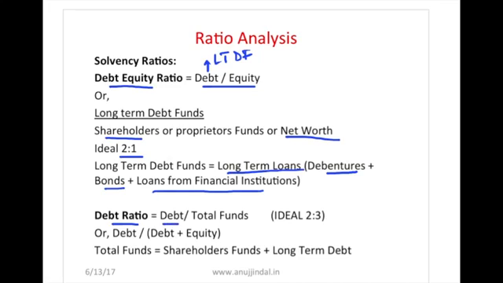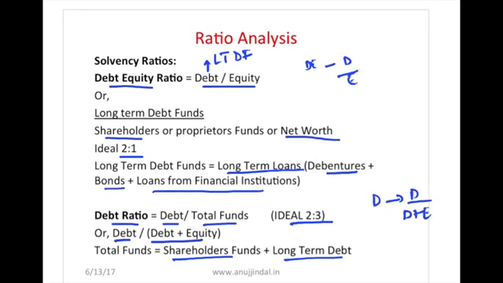Debt ratio is debt upon total funds. Debt ratio is different from debt equity ratio. In debt equity we are comparing debt and equity. In debt ratio we are comparing debt with total funds that the enterprise has. The ideal ratio is 2 is to 3, and the formula is also debt upon debt plus equity. So debt equity ratio includes only debt and equity, whereas debt ratio is debt upon debt plus equity. This is the difference. Total funds here is shareholders funds plus long term debt. We are going to talk about shareholder funds very soon.